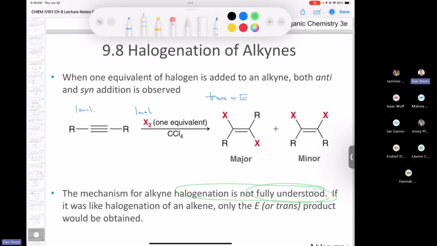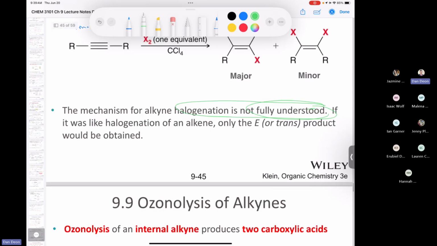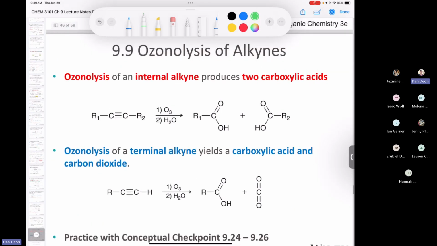So there are some mechanisms that we have an idea about. There's some that we understand very well, but there's others that we know what we're going to get, and we're not sure exactly why. I've probably told you this before that I have a book in my office. It's not mine; it's my office mate's, but it's called The Art of Drawing Reasonable Mechanisms in Organic Chemistry. Anyhow, I always giggle at that book whenever I look at the title. But anyhow, let's move on from there.